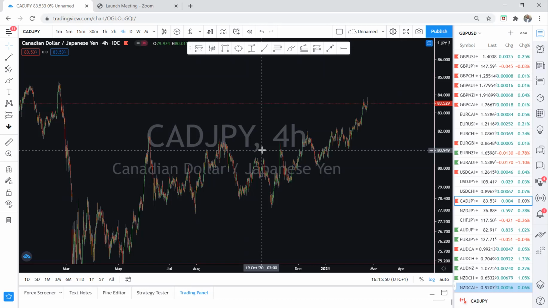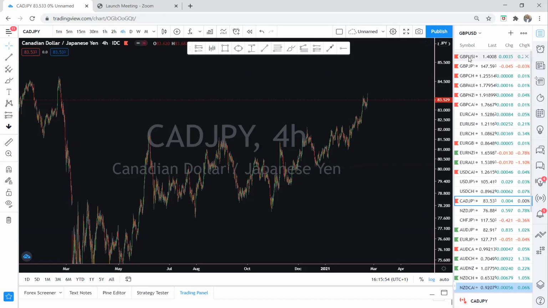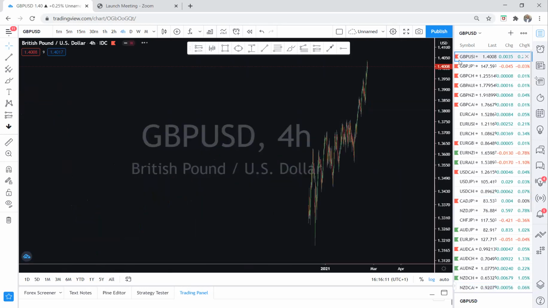Let's start with GBP USD. We've been trading some of these GBP pairs over time because we have looked at the index that controls the GBP, which is the GBP index. It's been bullish over time, and we have been taking trades based on that. Now going to GBP USD.